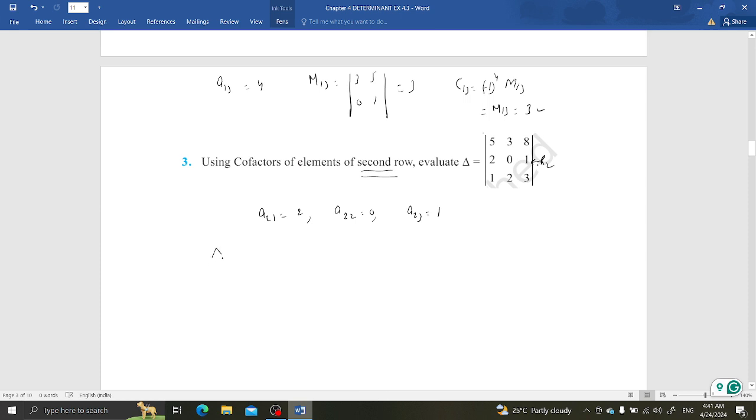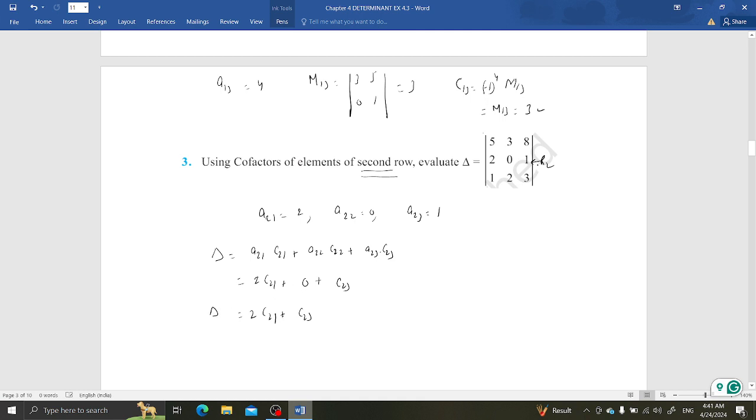First of all we need to write the value of the determinant. The determinant value is A21 times the corresponding cofactor, A22 times the corresponding cofactor, and A23 times the corresponding cofactor. So here A21 we have 2, A22 is 0, A23 is 1. A21 I will put the value, C21; A22 is 0, 0 into something is 0, so it will be 0. A23 is 1, so C23 only. So what we have at the end is 2 times C21 plus C23.